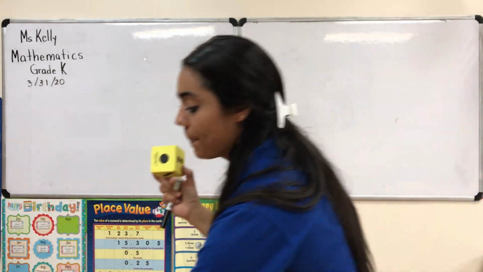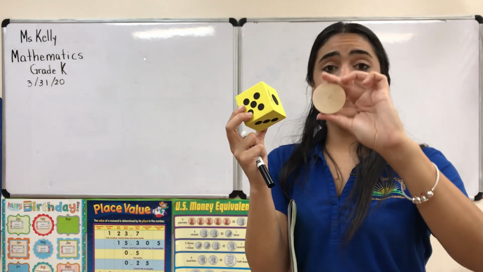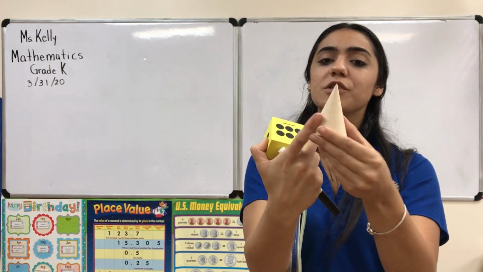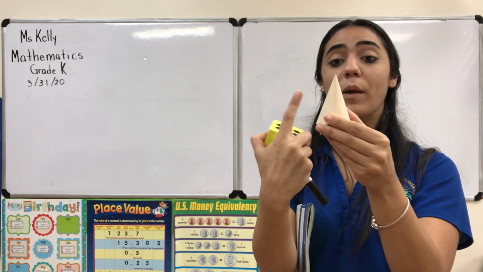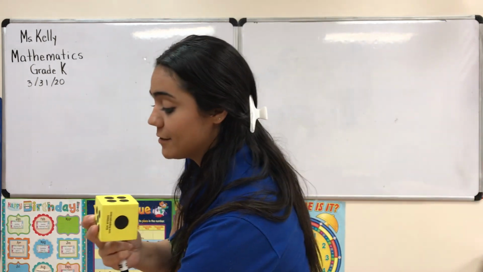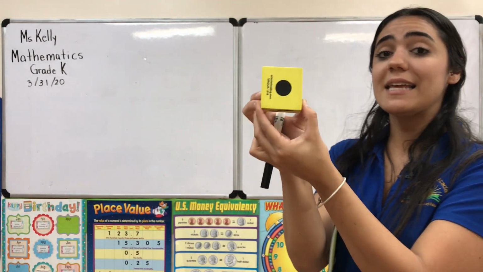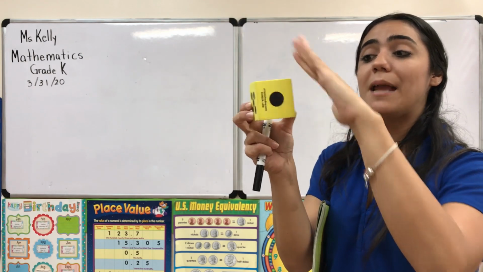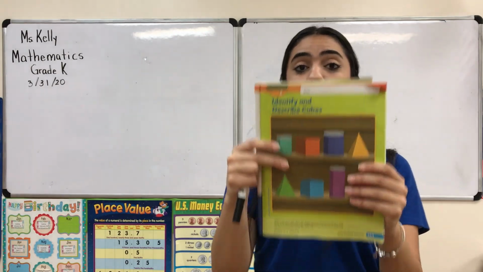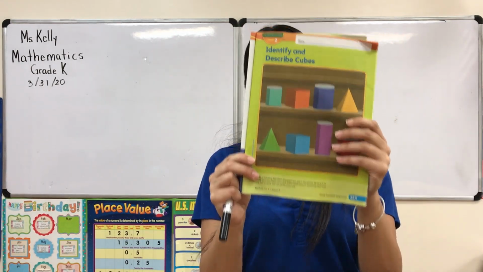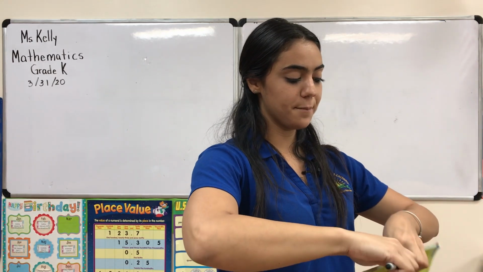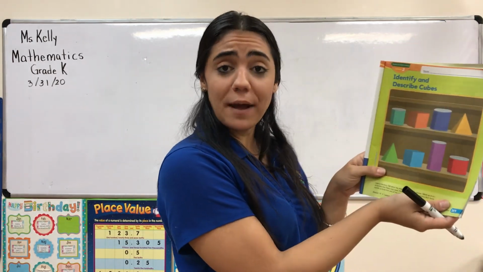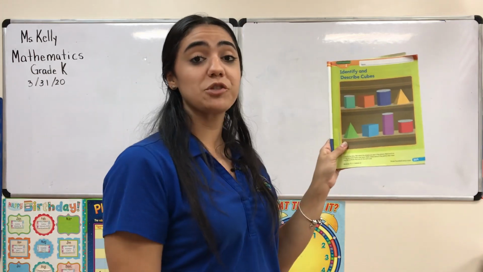For example, the cone has a flat surface, yes, but it also has a cylinder-like shape going around it. What Pablo needs to find is an item just like this that has all the same flat surfaces. So let's go back to our books and let's see which shapes have all the same flat surfaces. Let's open our marker here. Go ahead and take your pencil and let's look at the top shelf.